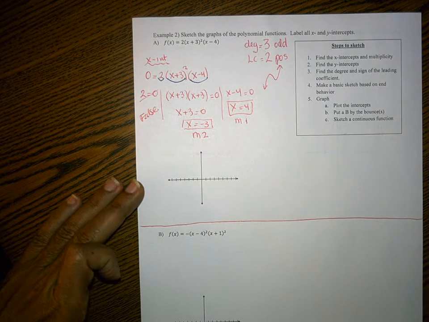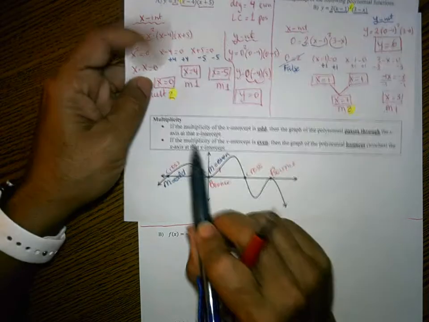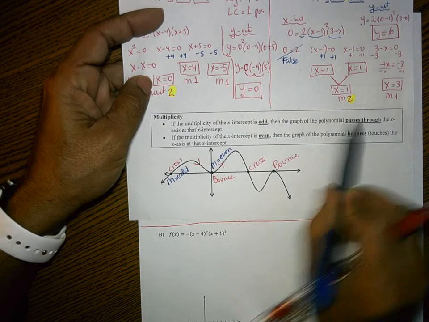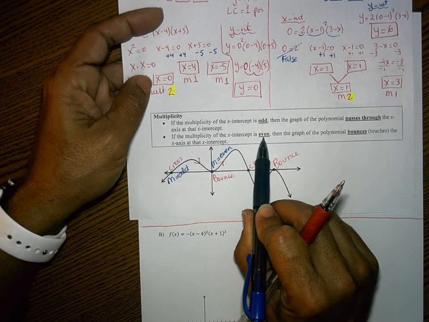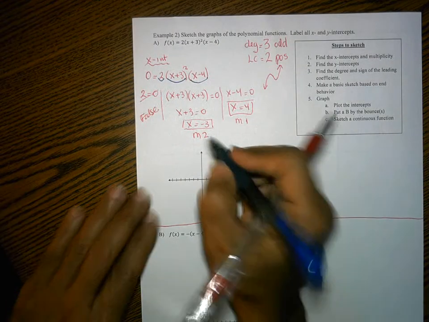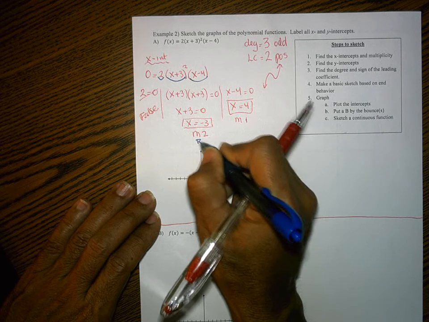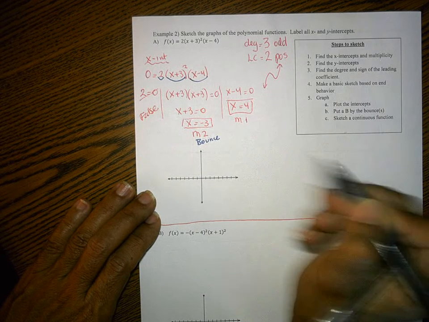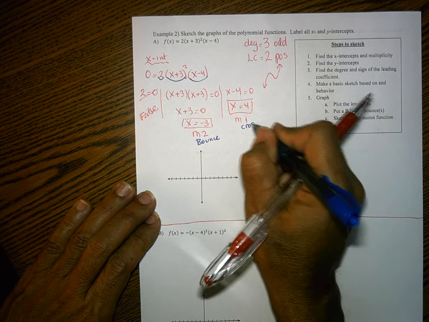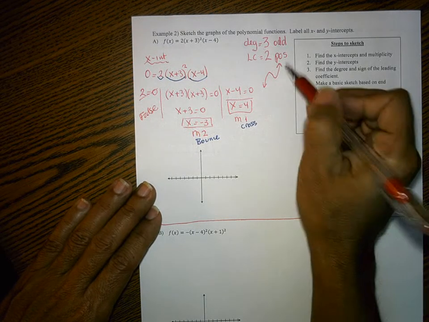Okay? So what do these multiplicities tell me? I'll go back here to the previous page. It says, if the multiplicity is odd, it passes through. If the multiplicity is even, an even number, it bounces. So let's write that here. The number 2 for this multiplicity is even, so it bounces. The number 1 here is odd for this multiplicity, so it crosses. Okay, we need to know that.